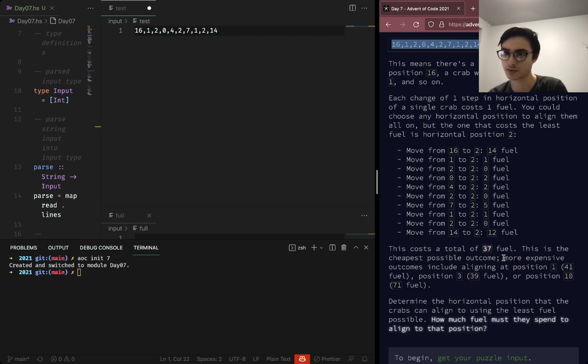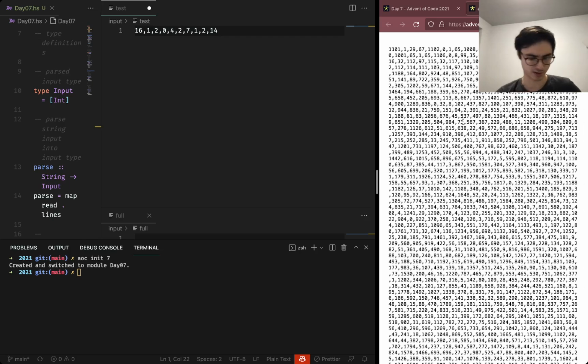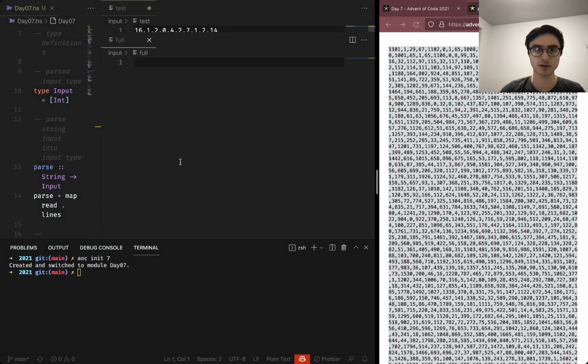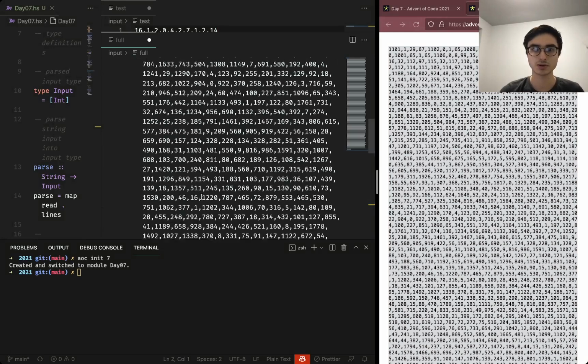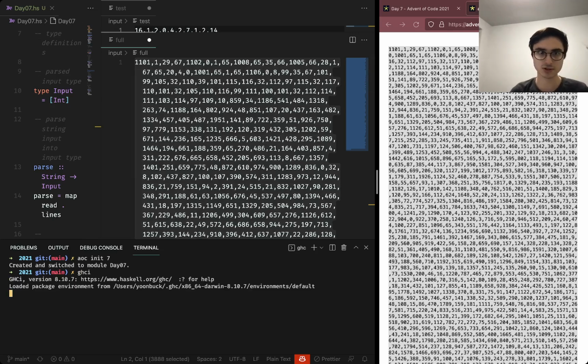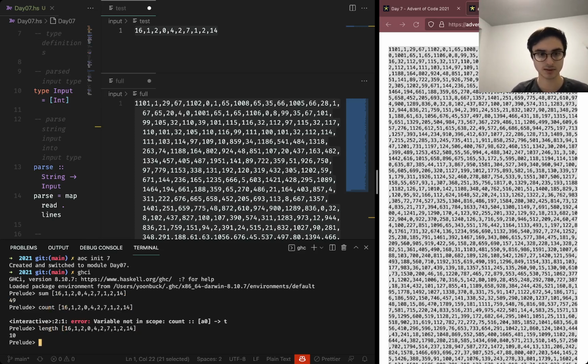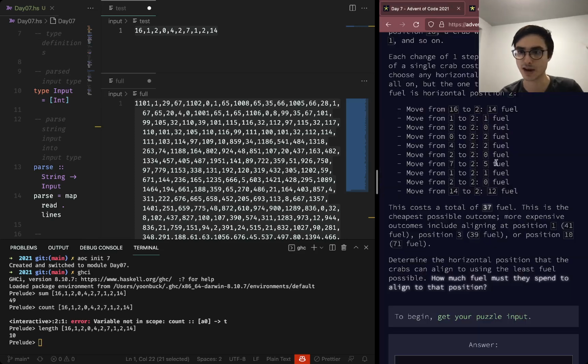16 to 2. Position 1, position 3, or position 10. Well, this feels like more of a mathy problem. So let's just try it. I feel like surely it is the average? Let's see. 49, and then how many is it? 49 over 10 is like 5-ish? No, we moved to 2.